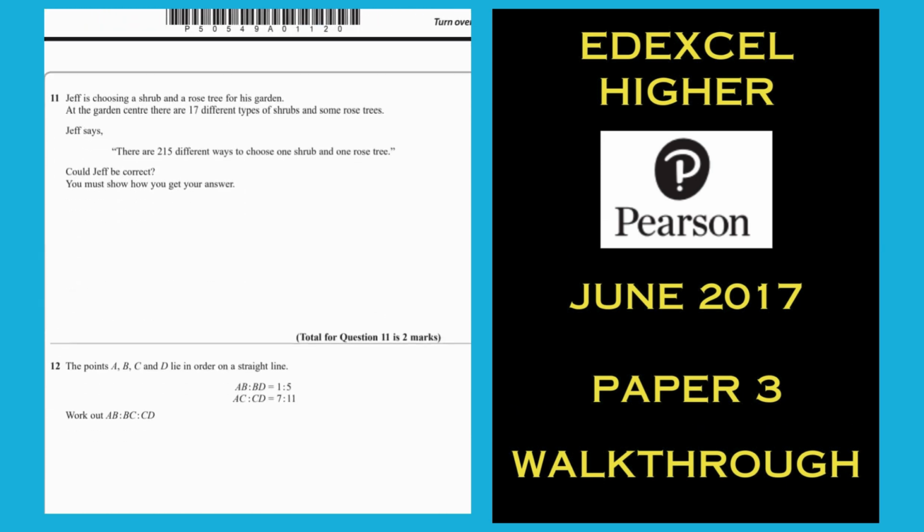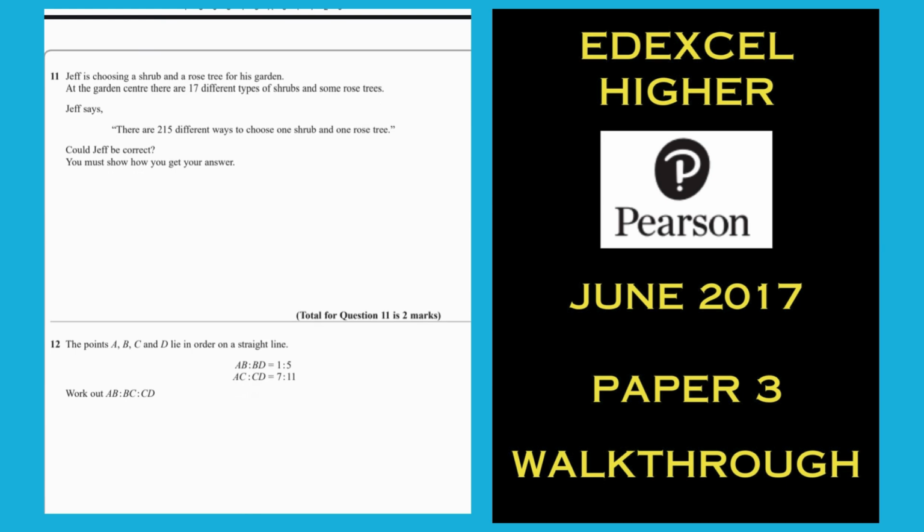Number 11, Jeff and his shrubs. So Jeff says there's 215. So there's your connection. When you do 215 divided by 17, you get 12.6. You can't have 12.6 of a rose tree. So now you make the argument: this is not an integer, this is not a number of rose trees, so Jeff cannot be correct. And on you go.